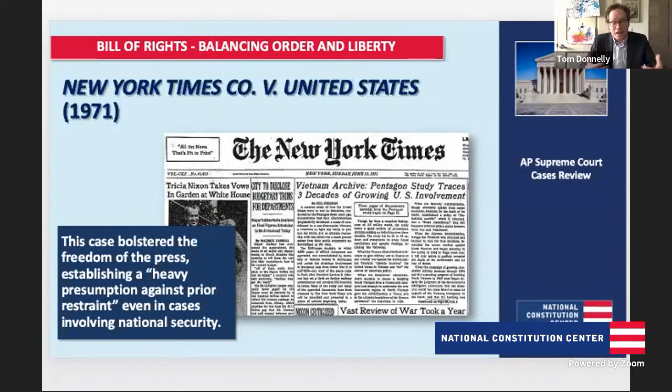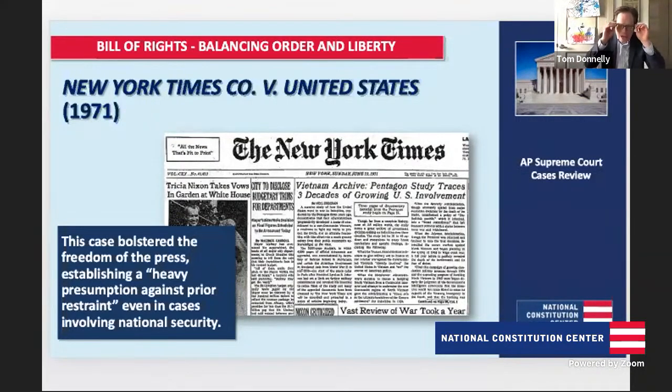If in the end it violates the law in a certain way, the publisher can be punished, but we don't want the government stepping in and keeping things from being published unless there's a really, really, really, really good reason for that. And so here in the Pentagon Papers case, this involves the New York Times and eventually the Washington Post printing what were known as the Pentagon Papers, which was a classified Defense Department study that examined the history of US involvement in the Vietnam War.